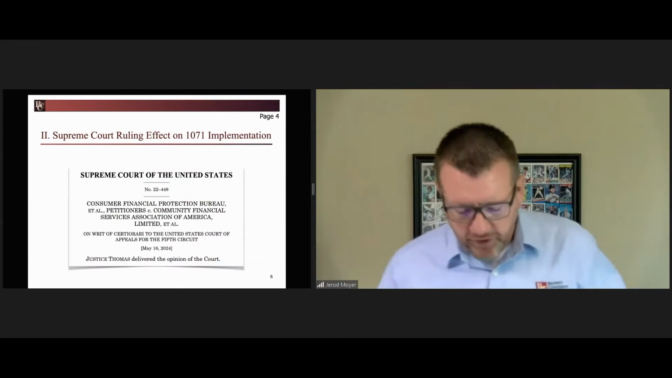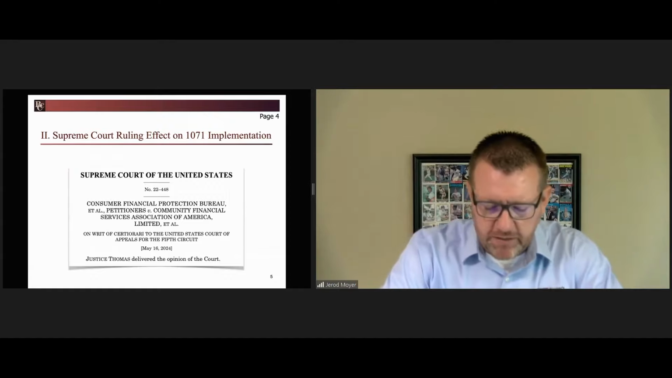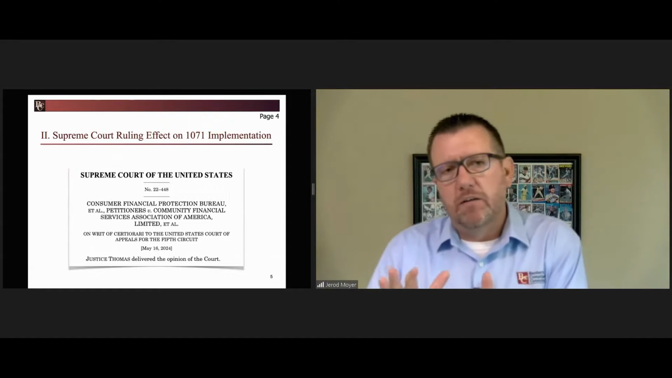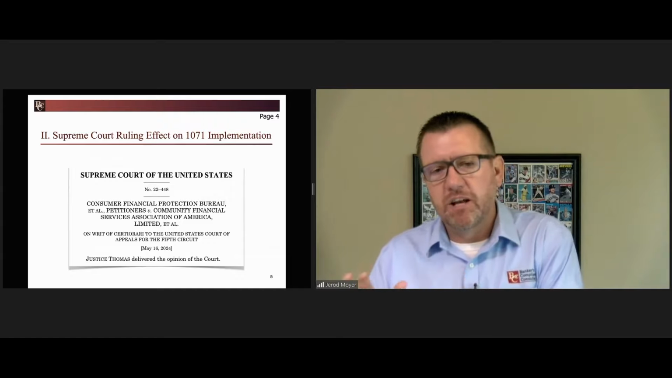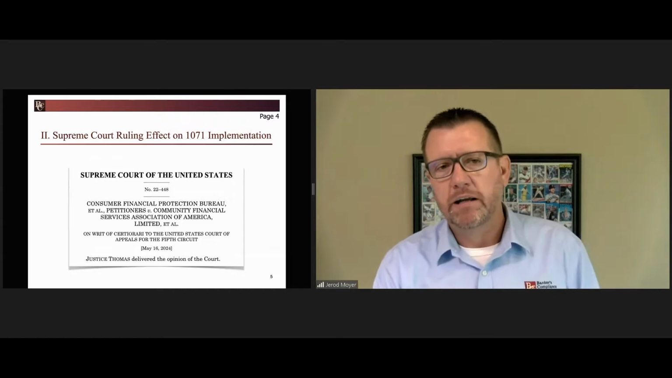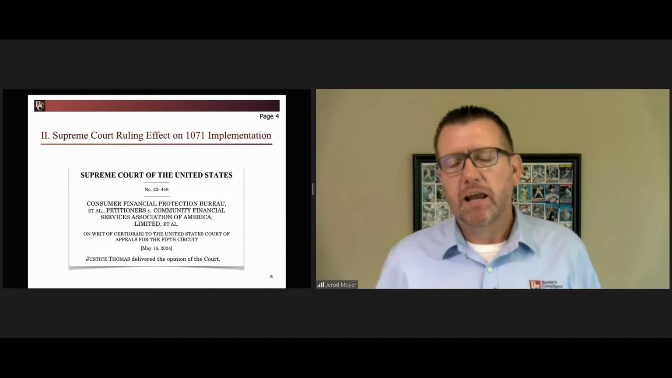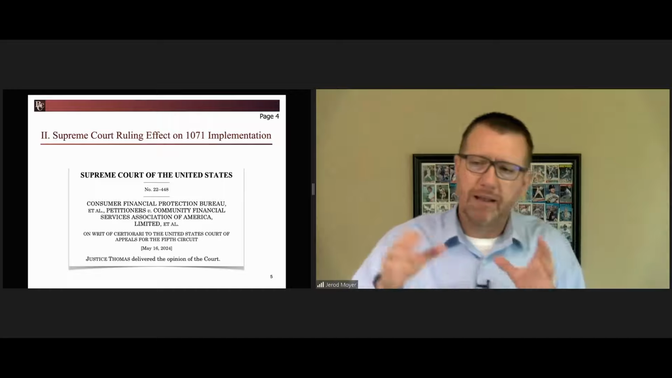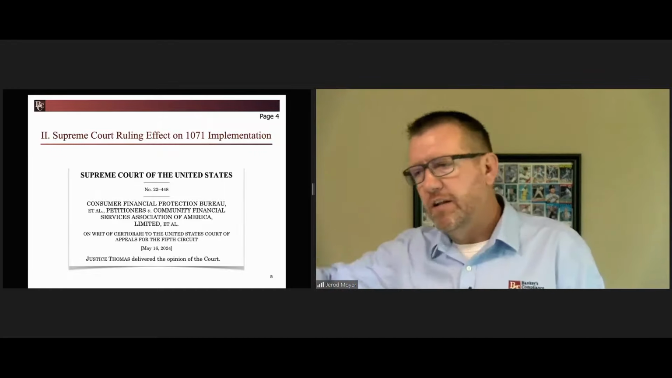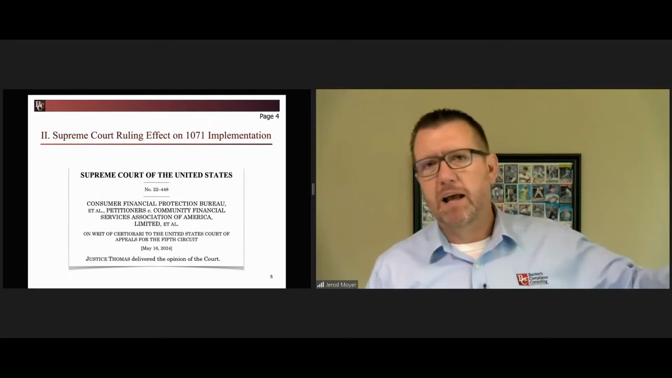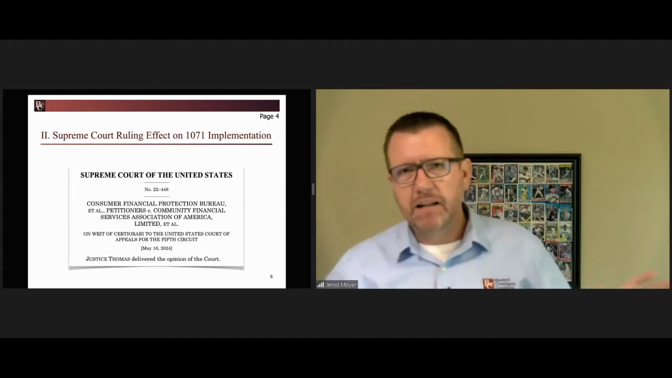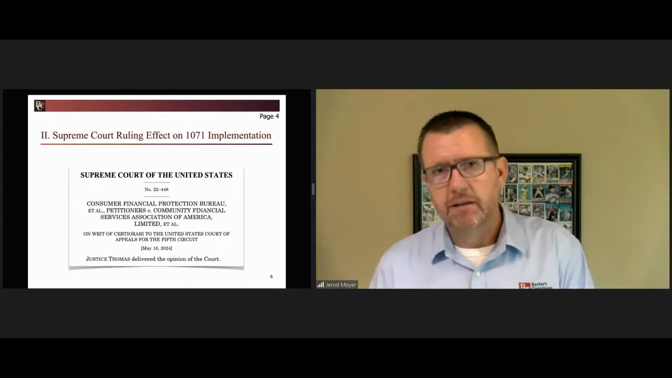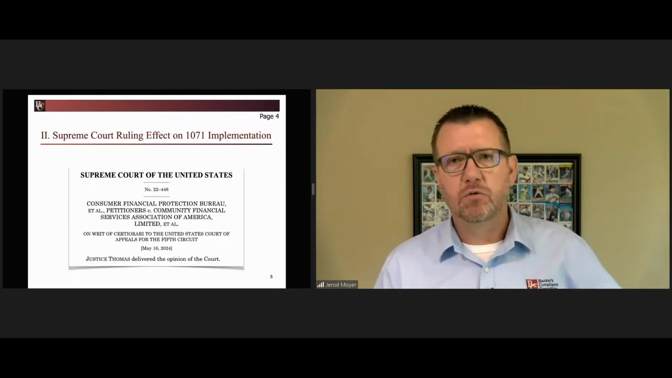Page number 4 in the materials, Supreme Court ruling effect on 1071 implementation. So the quick recap. Just a reminder that when the CFPB went before the Supreme Court, it wasn't about 1071. It was about the funding, the way the CFPB was funded. That's what was taken to the Supreme Court. Now, it had an effect potentially on everything the CFPB had done up to that date, whether it was enforcement actions or rulemaking. Anything they've done could be called into question if they had lost at the Supreme Court level. Well, they didn't. They prevailed by way of a 7-2 vote.